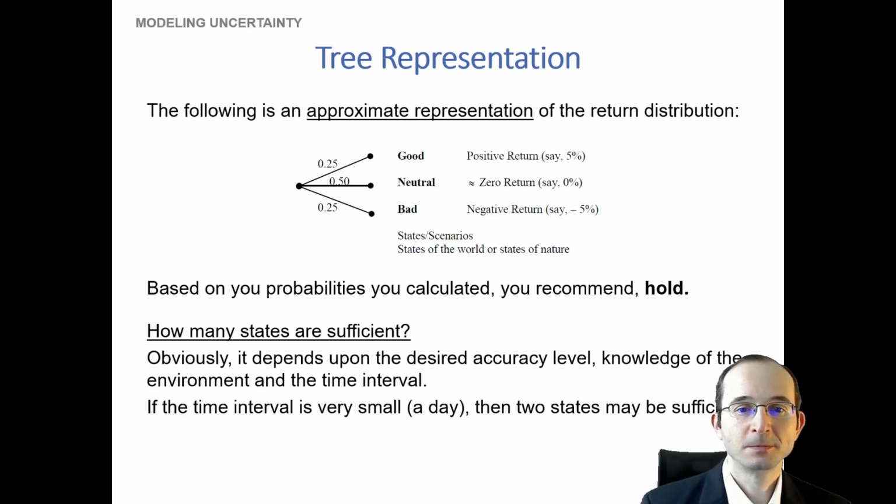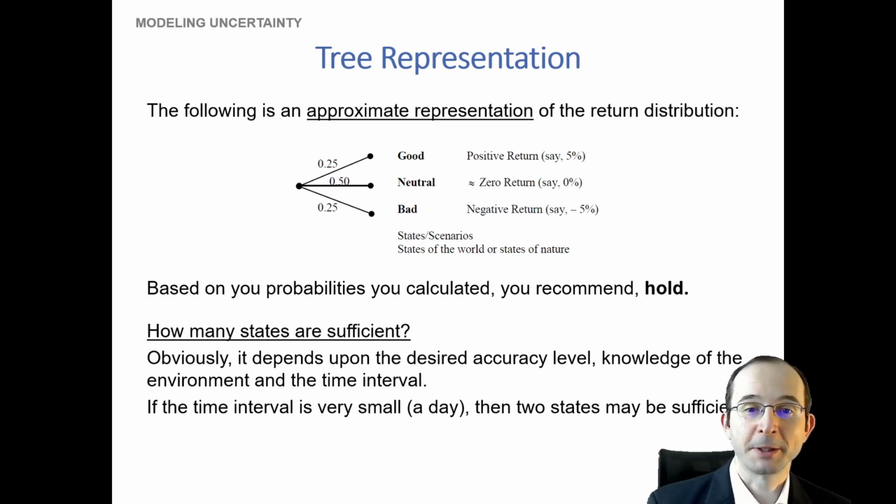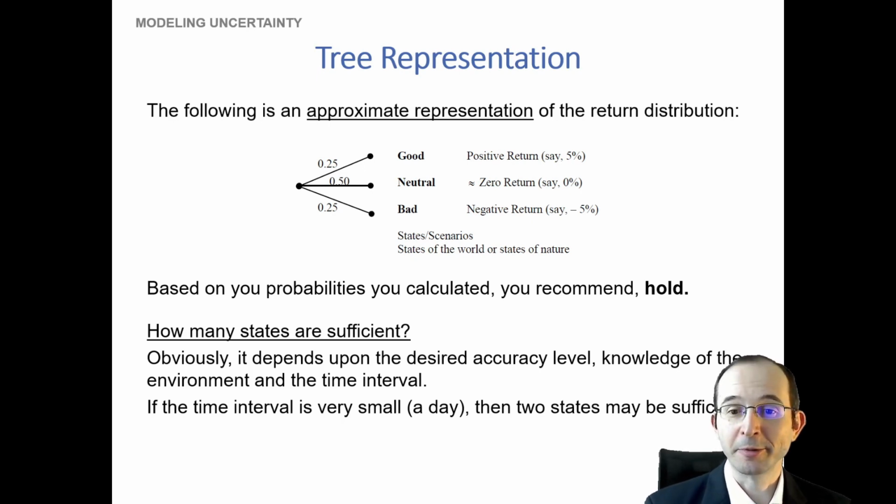So let's actually see what this would give us for an expected return. Well, if there's a 25% chance of the good outcome, which is 5% return on average, and a 25% chance of the bad outcome, negative 5% on average, well, those two cancel each other out, right? And then all that remains is a 50% chance of the middling outcome, which is 0. So given this tree representation of the probability distribution, we would then make the recommendation of a hold because our expected return is 0.